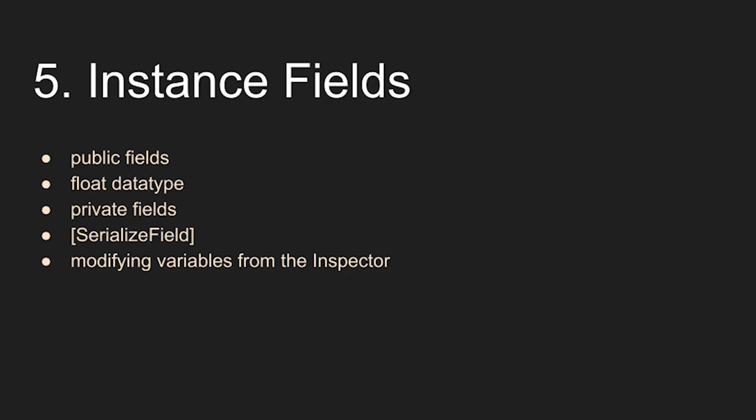We also have fields that you can mark with a serialized field attribute, and we'll see what that does. We're going to see how to modify fields from the inspector, and for all of these we're going to use the float data type, which is a number that stores decimals. So let's jump in and see how we do this.